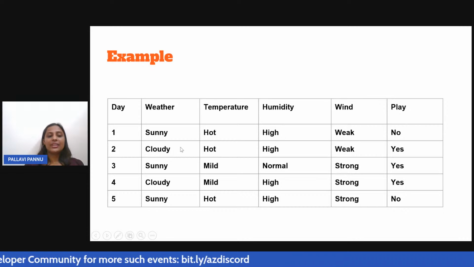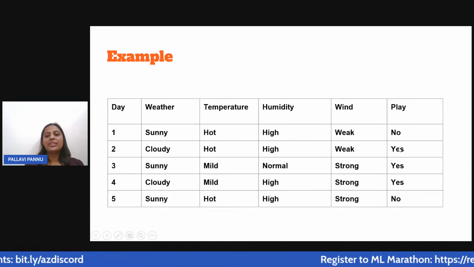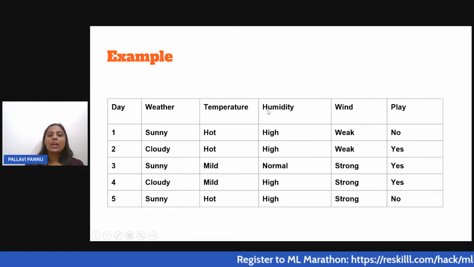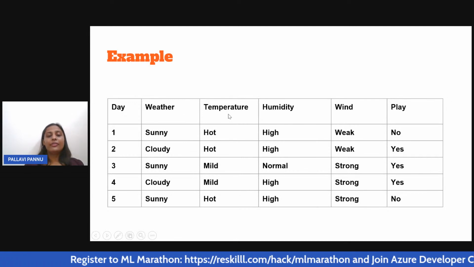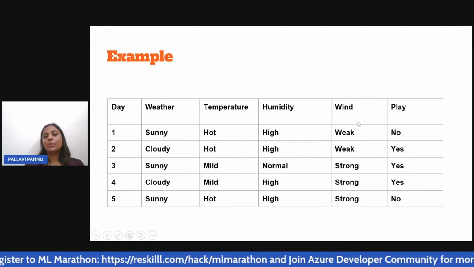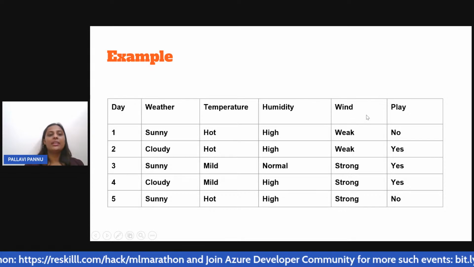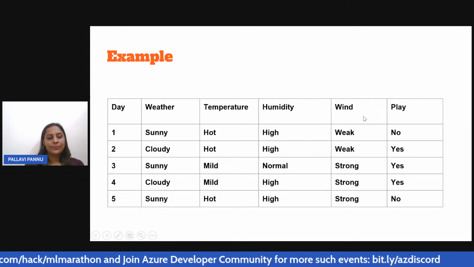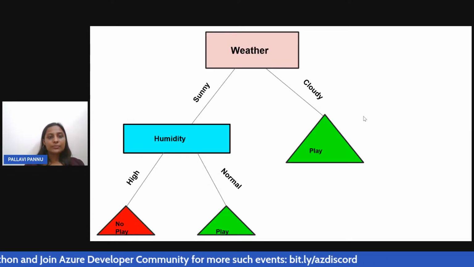Next, the weather is cloudy, temperature is hot, humidity is high, wind is weak. Can I play tennis? Yes, you can play tennis. So you have a data set depending on the weather, temperature, wind, and humidity, and your deciding factor is play, whether you have to play or not. Now, let's draw a decision tree out of it.